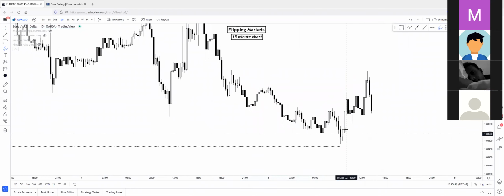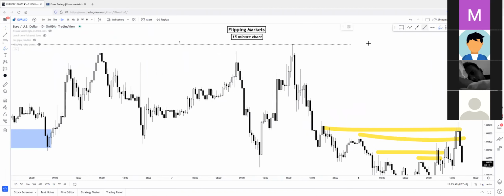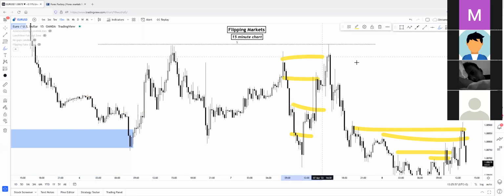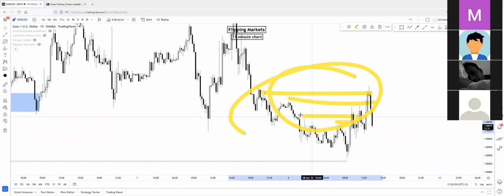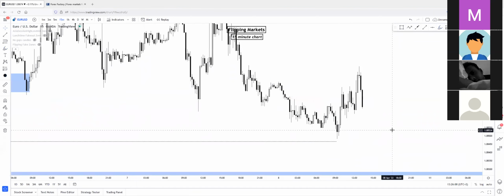Price has created a change of character on several places again. First change of character, second, third, fourth change of character. The same pattern, right? The exact same pattern. Again, the first, second, third, fourth change of character right here at this region. So the same pattern goes on and on again.